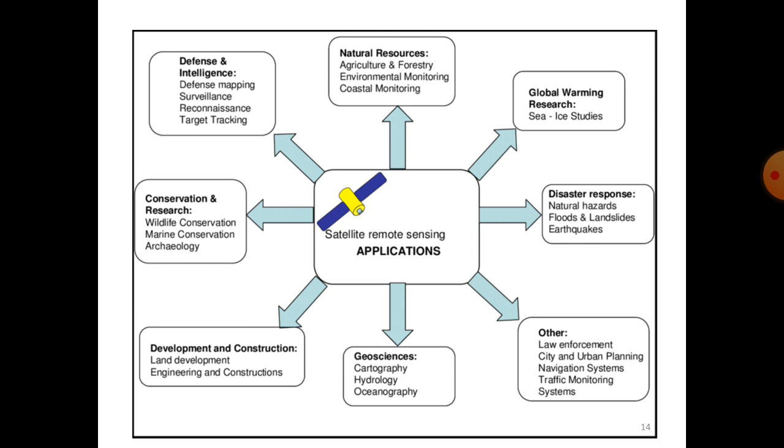It helps in mapping the defense areas such as the line of control, and even target tracking can be done by using satellite remote sensing. It is also used to gather information about natural resources, such as details about a forest or agricultural field, coastal area, environment, atmosphere, etc.